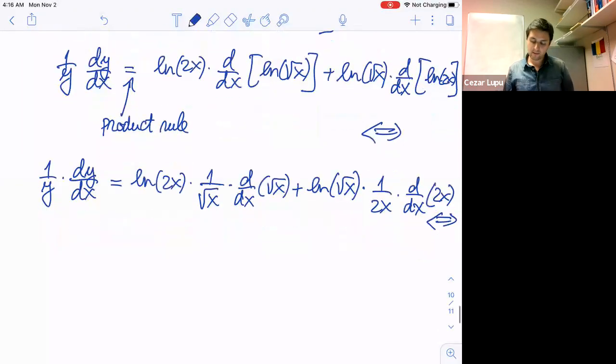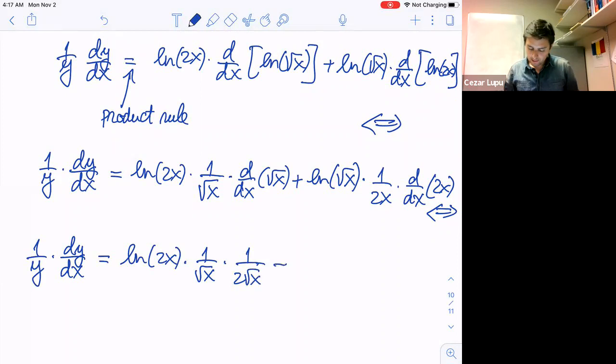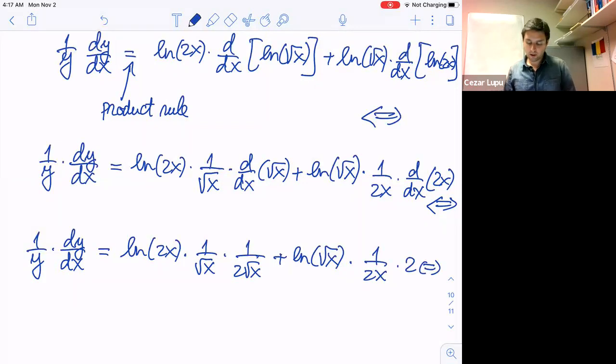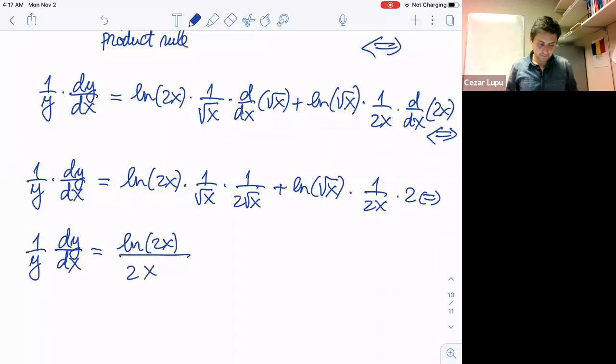And this will be equivalent with 1 over y dy over dx equals ln of 2x times 1 over square root of x times 1 over 2 square root of x, plus ln of square root of x times 1 over 2x times 2. If we look at the computations, I think it's pretty clear at this point what's going to happen. So this is 1 over y dy over dx equals, now let's be careful here, ln of 2x over 2x plus ln of square root of x over x.